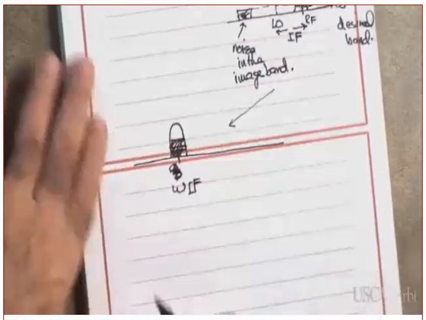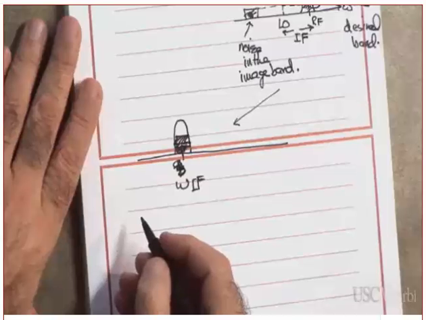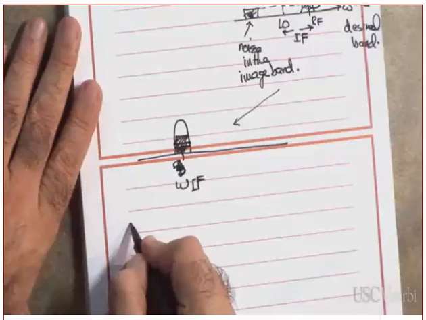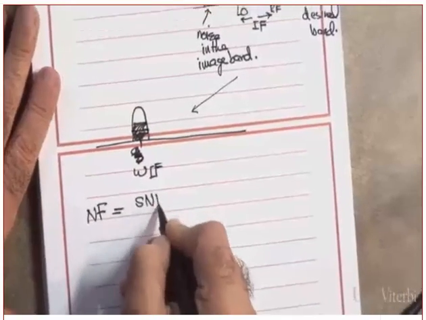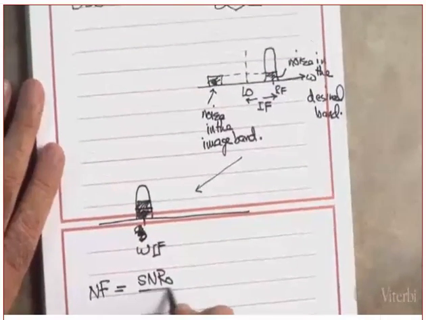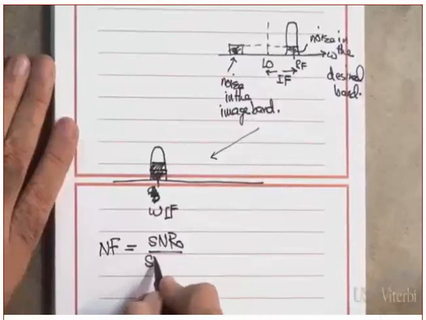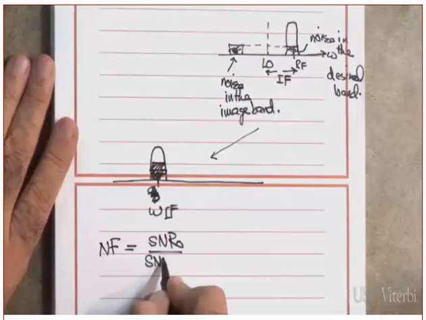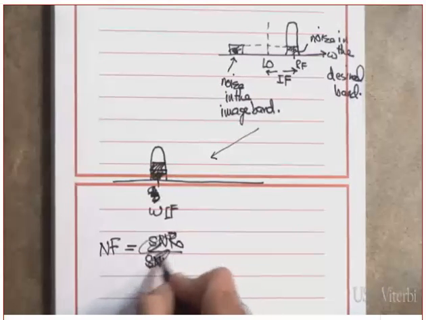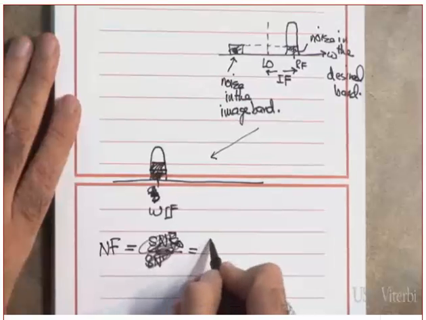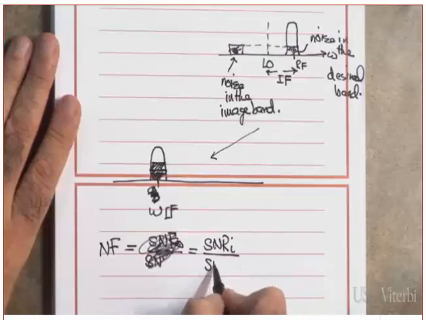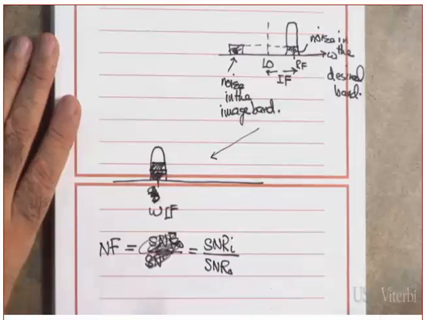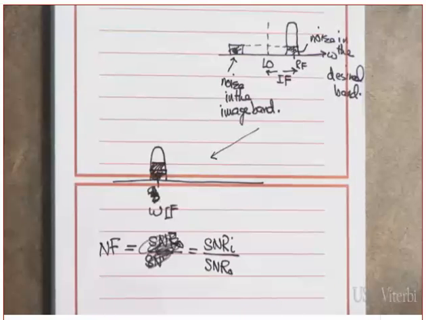Okay. I want you now to help me with an equation. Remember, by the way, the noise figure. How did we define the noise figure? The noise figure is the signal to noise ratio at the output divided by what? Signal. No, the other way around. I'm sorry. The signal to noise ratio at the input divided by the signal to noise ratio at the output. Clear? Okay.